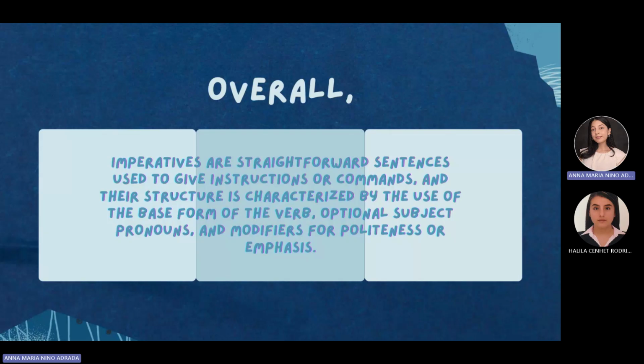Overall, in general, imperatives are straightforward, so it means it's directly to the point. They are straightforward sentences used to give instructions or commands, and their structure is characterized by the use of the base form of the verb, optional subject pronouns, and modifiers for politeness or emphasis.